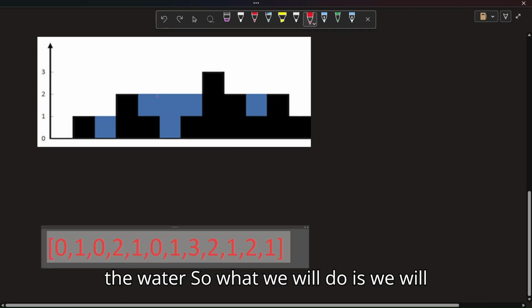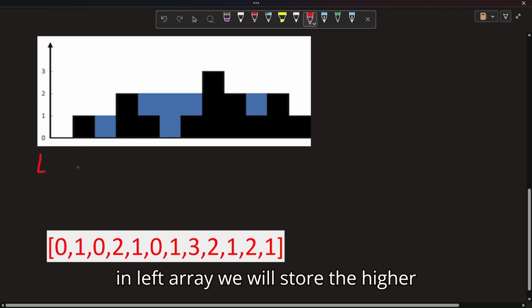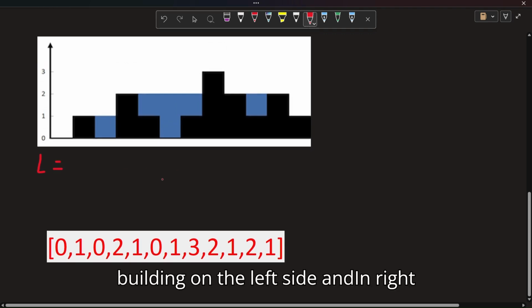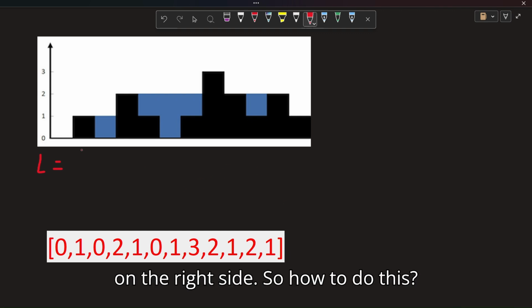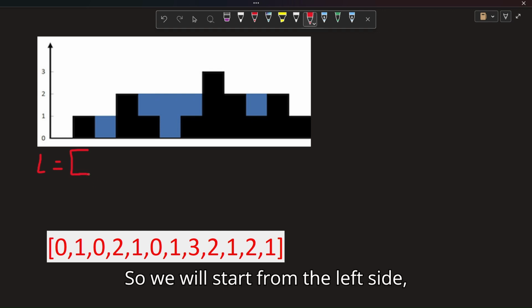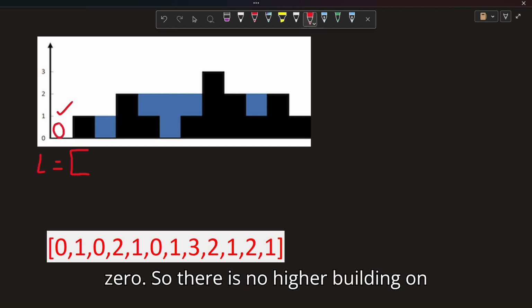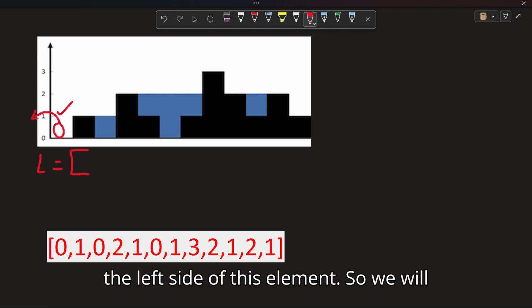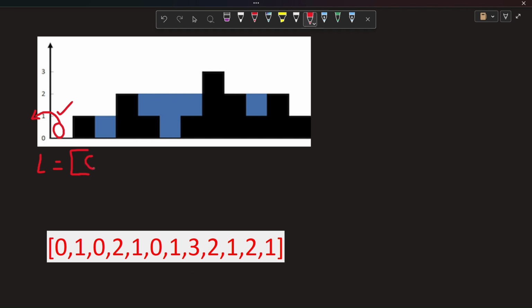So what we will do is create two arrays, left and right. In the left array we will store the higher building on the left side, and in the right array we will store the higher building on the right side. So how to do this? Let's see how to fill this array. We will start from the left side. The first element is 0. There is no higher building on the left side of this element, so we will store the current height of the building, which is 0.